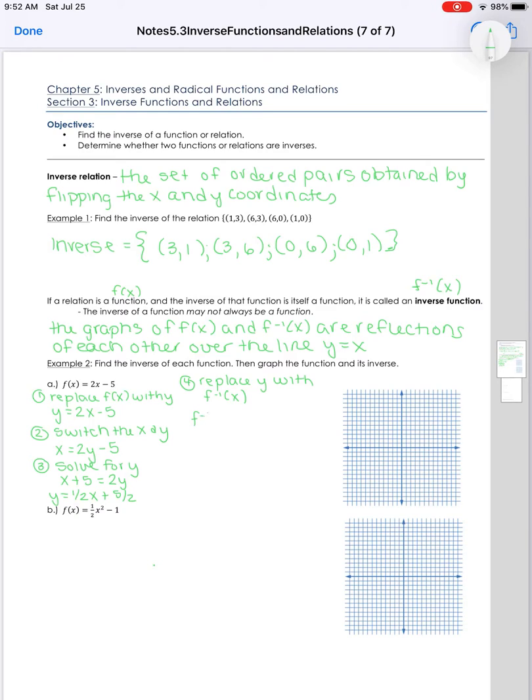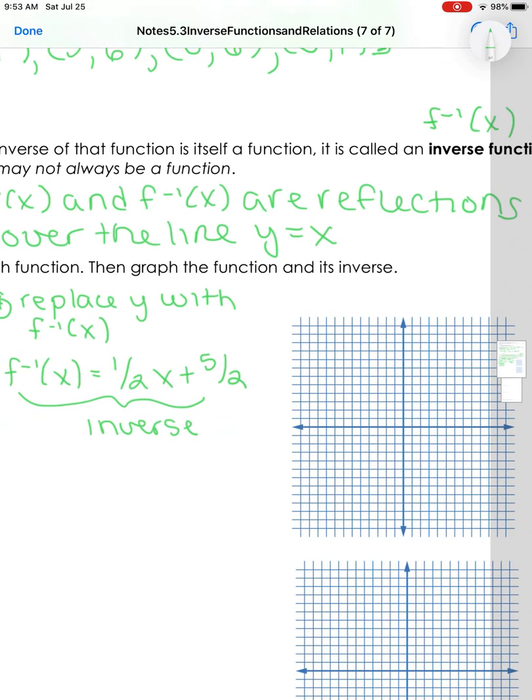Then for step 3, you're going to solve for y. So we're going to add the 5 first, and then divide by 2. I'm going to divide every term by 2. So I get y equals 1/2 x plus 5 halves. And then for step 4, you're going to replace y with f inverse of x. Our original function started with f of x, which means our final answer needs to finish in that same format. Okay? And this is your inverse.